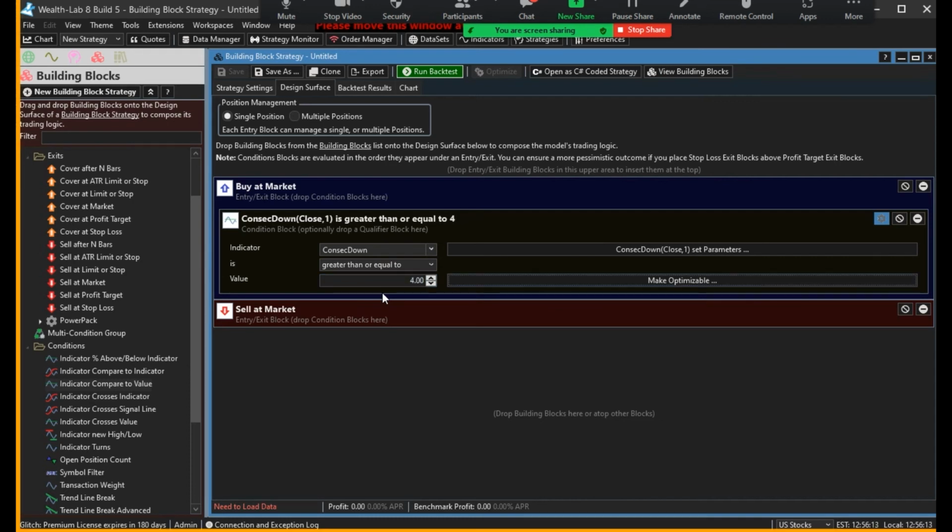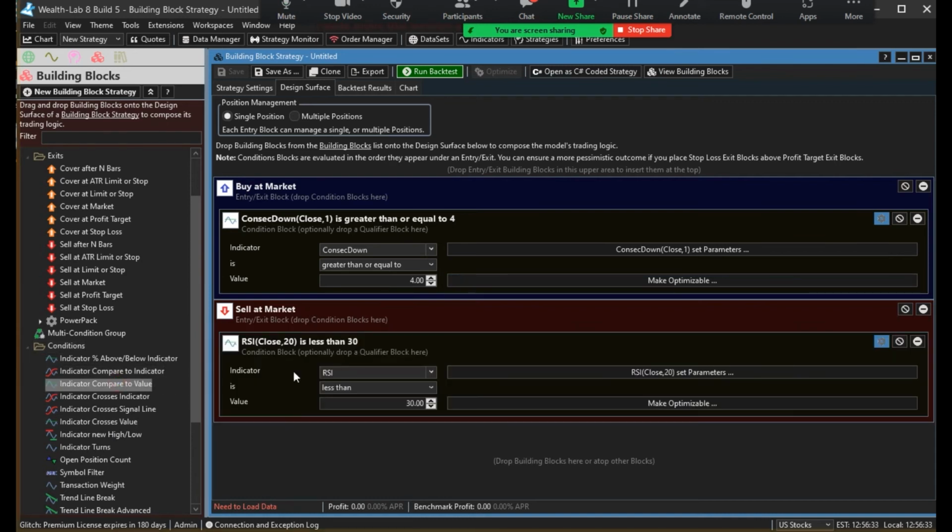Yeah, I'm just putting together a quick strategy to talk about this multi-condition group. So okay, I have an entry that will buy when the price goes down 4 days in a row. So let's put in an exit.